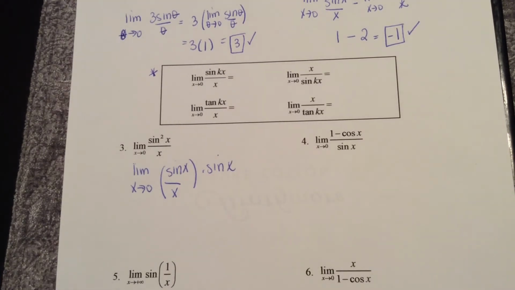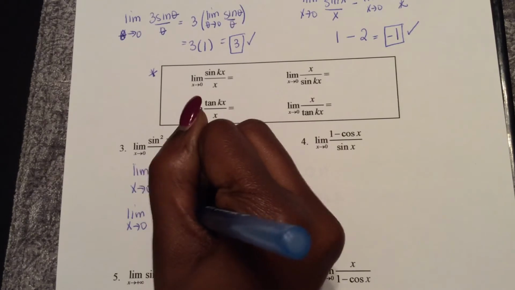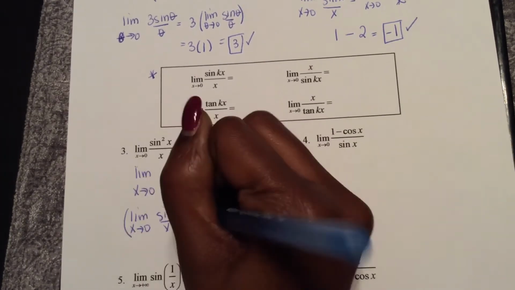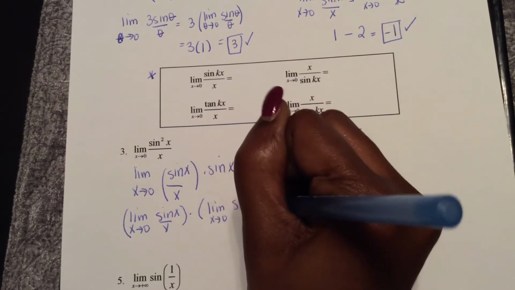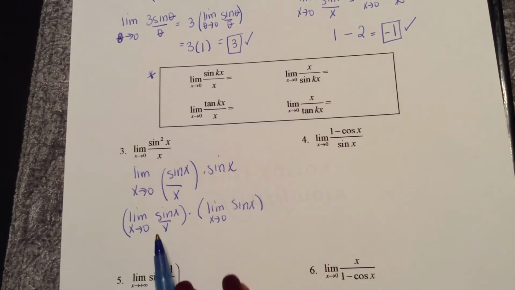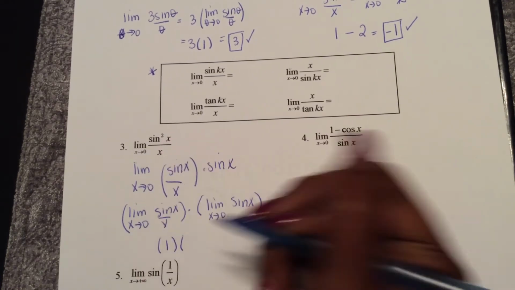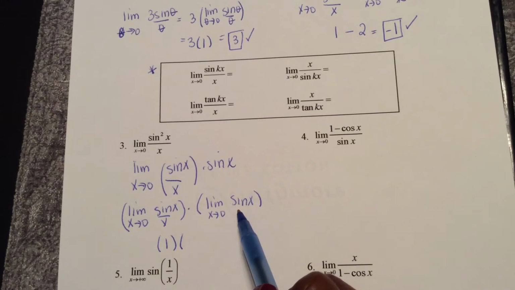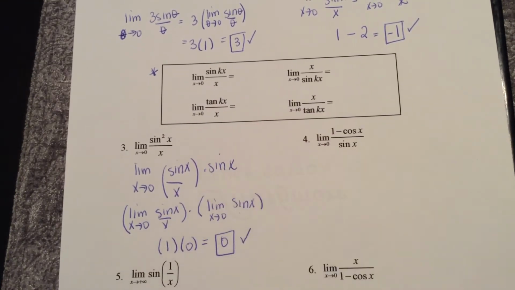So remember, the properties of limits state that if these two limits exist, I can separate it into two limits. The limit as x approaches 0 of sine x over x multiplied by the limit as x approaches 0 of sine x. Well, sine x over x, the limit as x approaches 0 is 1, and the limit as x approaches 0 of sine x is 0. So therefore, my overall limit is 0.